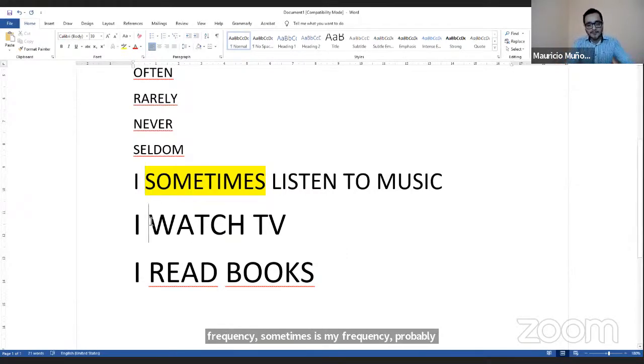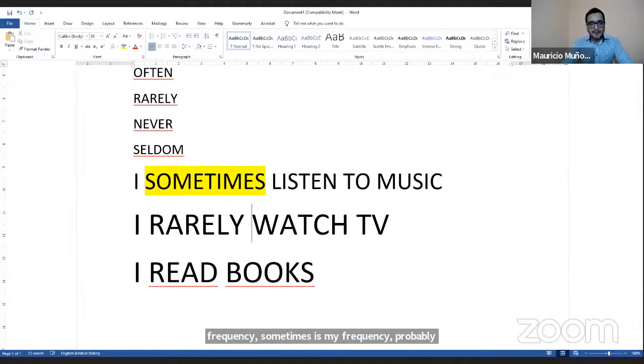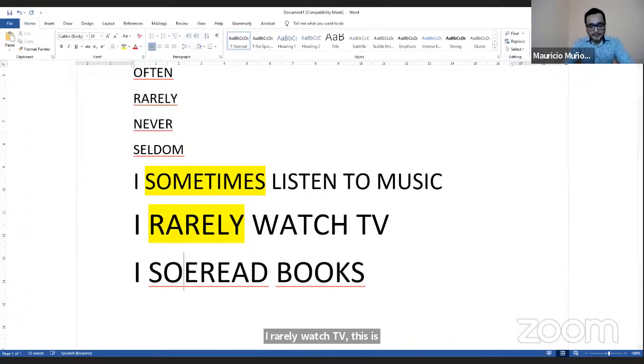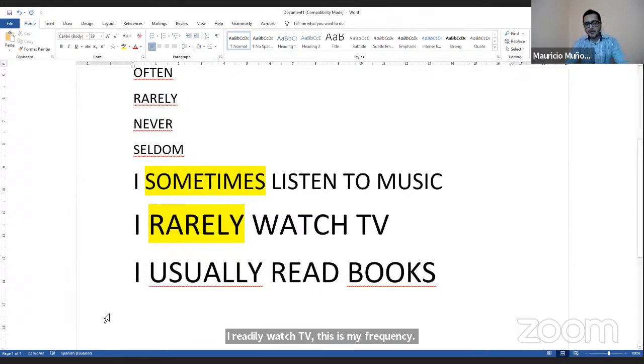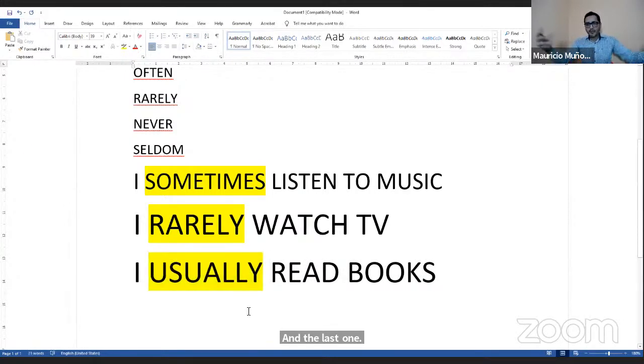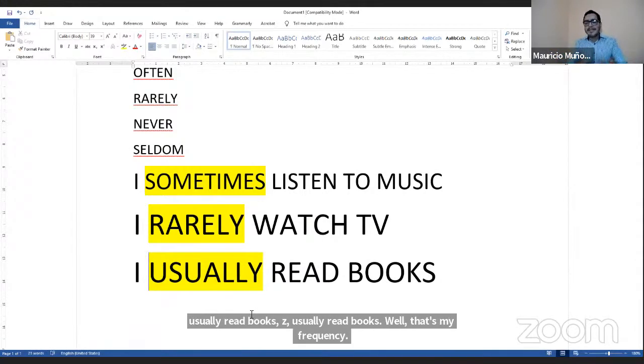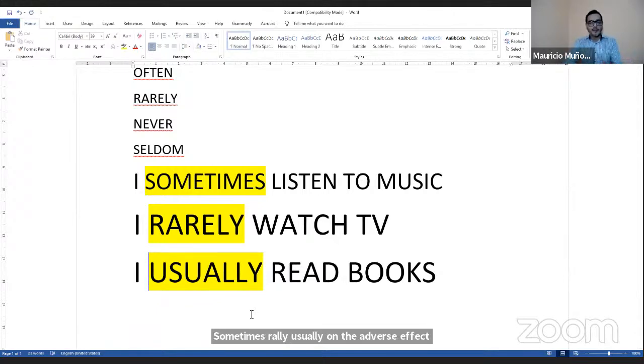I rarely watch TV. This is my frequency. And the last one. I usually read books. You see? I usually read books. Well, that's my frequency. Sometimes, rarely, and usually are the adverbs of frequency. So don't forget, we use this to denote how many times we do a certain activity.